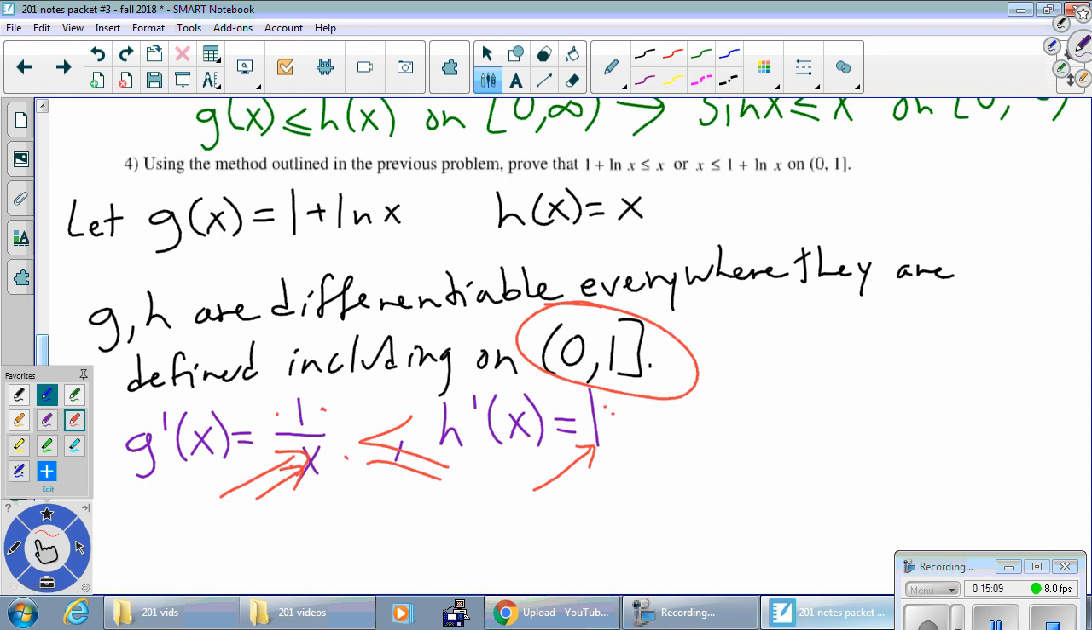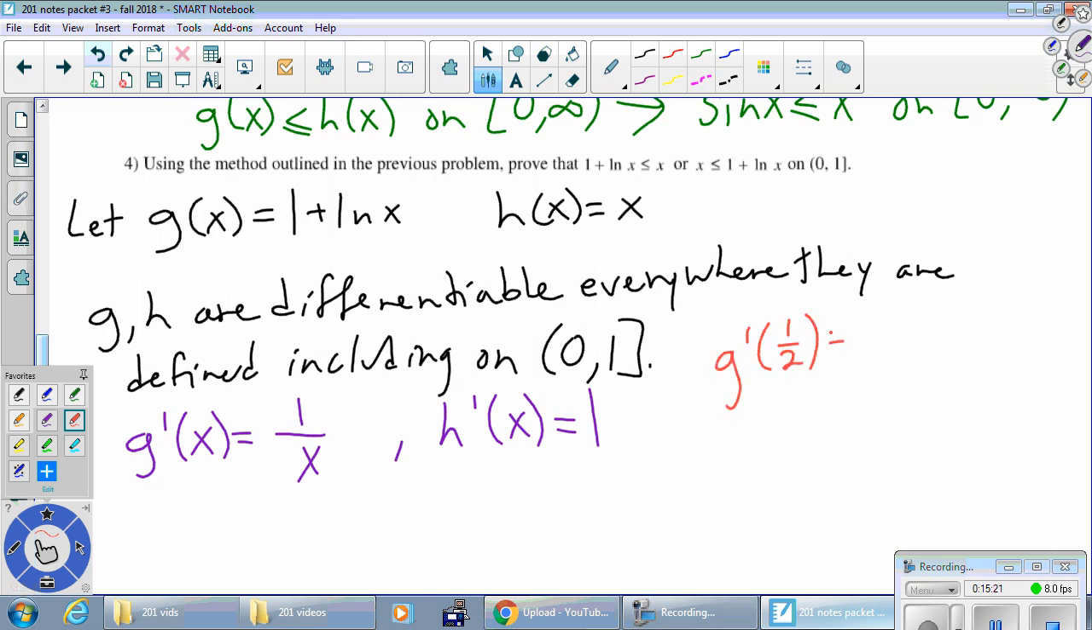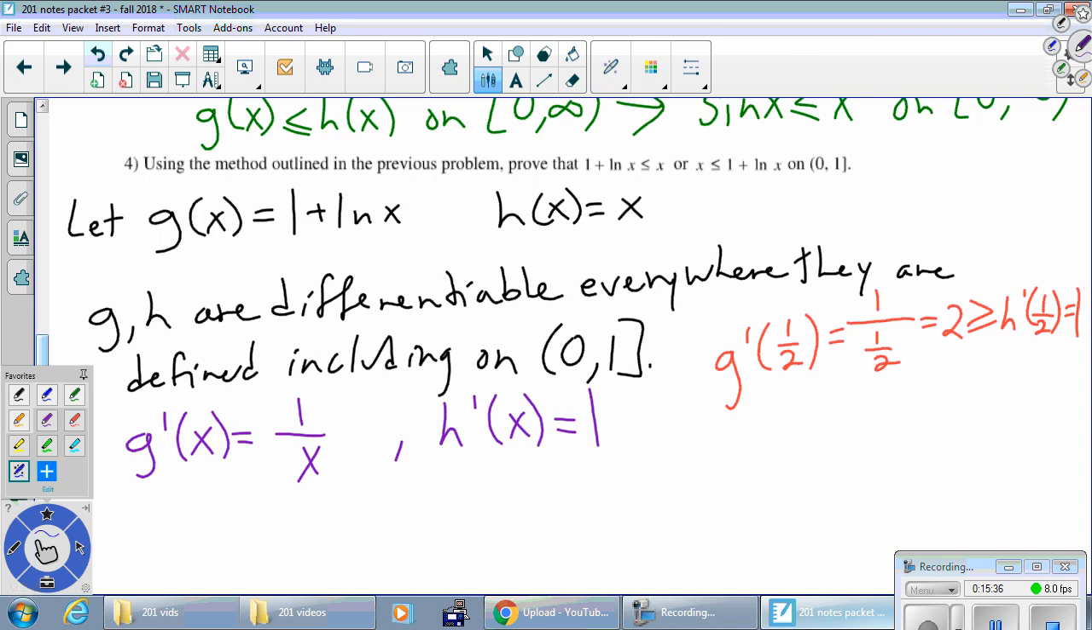If we pick a number in that interval, for example, a half, I'll just do this on the side and then we'll erase the evidence. G prime of a half is 1 over half, which flips around and gives us 2. And H prime of a half, well, H prime of anything is 1. So now which one is bigger? Oh my goodness, the G prime actually ended up being bigger. You should take a moment to convince yourself that there wasn't anything special about the half I picked. You pick any number between 0 and 1, and the G prime is going to be bigger than the H prime.